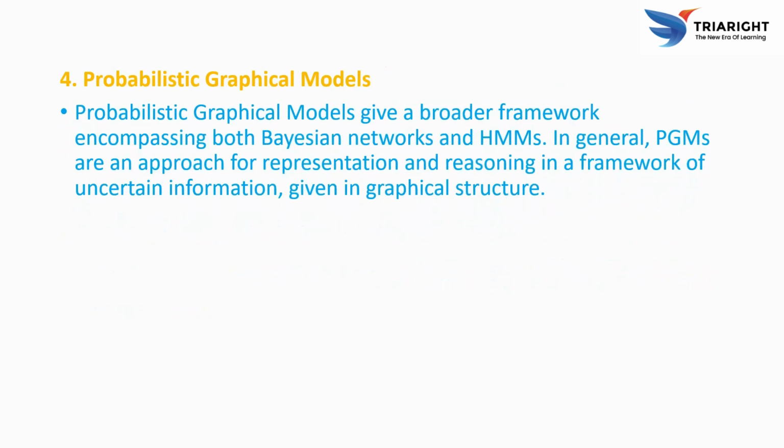The probabilistic graphical model gives a broader framework encompassing both Bayesian networks and HMMs. In general, PGMs are approaches for representing and reasoning about uncertain information in a graph structure. Think of PGMs as the overarching category, with Bayesian networks and HMMs being specific instances of PGMs, right?